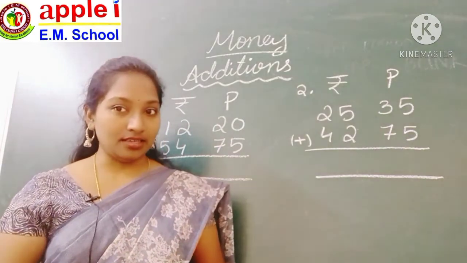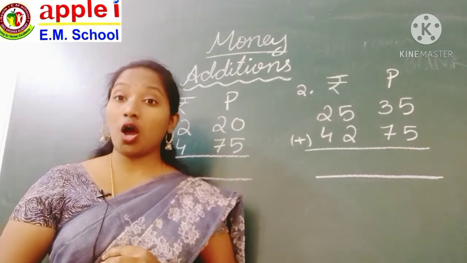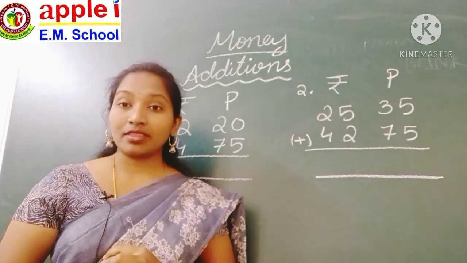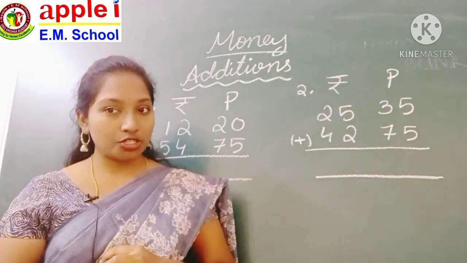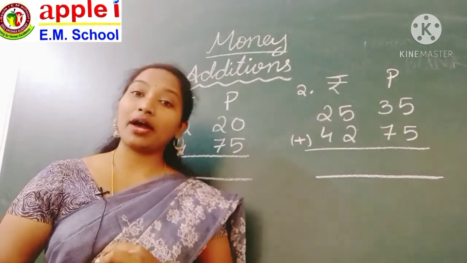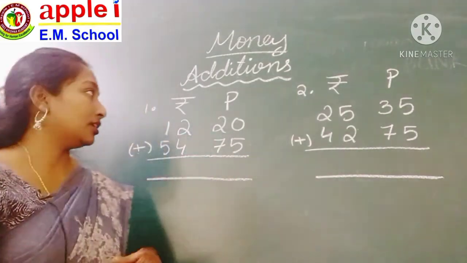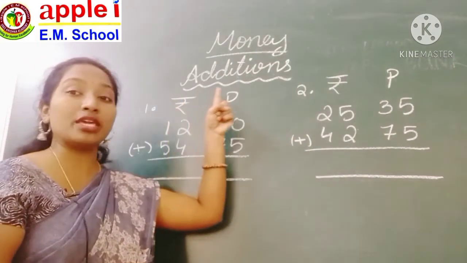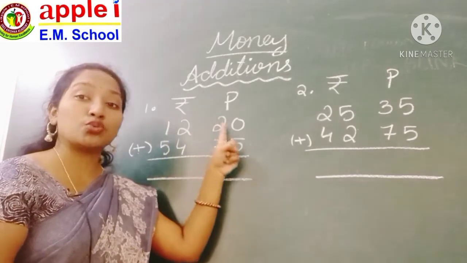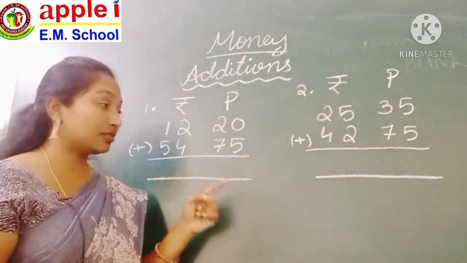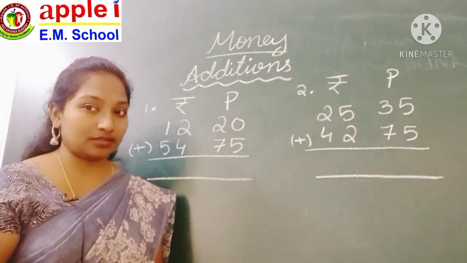Before starting this, we have already learned that 1 rupee is equal to how many pies? Yes, 100 pies. 1 rupee is equal to 100 pies. Okay, let us start. First we have to write rupees and pies. See, 12 rupees 20 pies plus 54 rupees 75 pies.